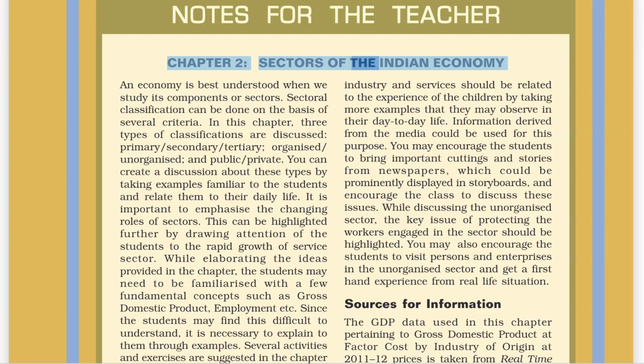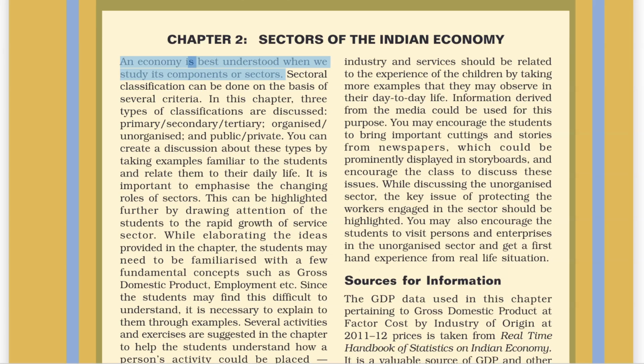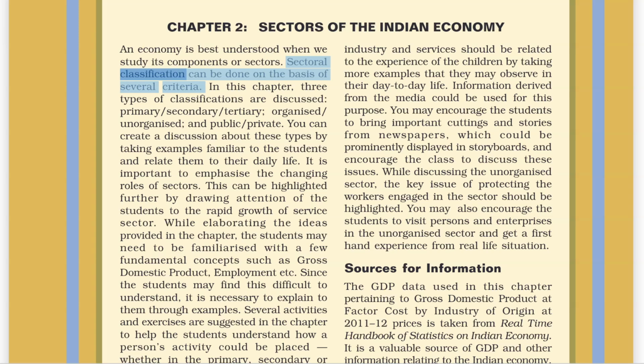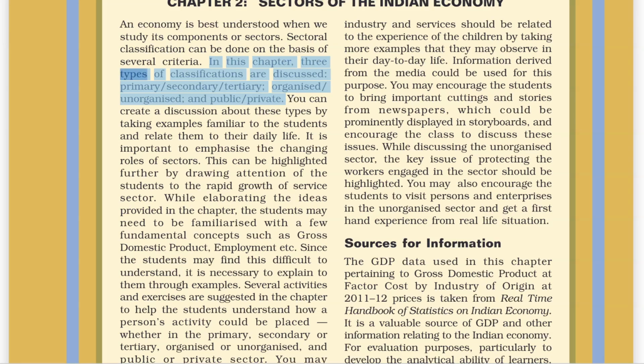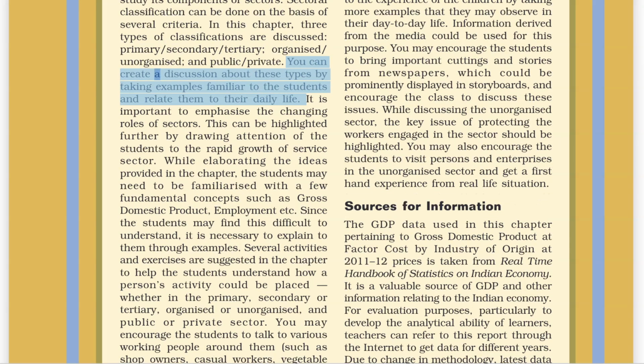Chapter 2: Sectors of the Indian Economy. An economy is best understood when we study its components or sectors. Sectoral classification can be done on the basis of several criteria. In this chapter, 3 types of classifications are discussed: primary/secondary/tertiary, organized/unorganized, and public/private. You can create a discussion about these types by taking examples familiar to the students and relate them to their daily life.